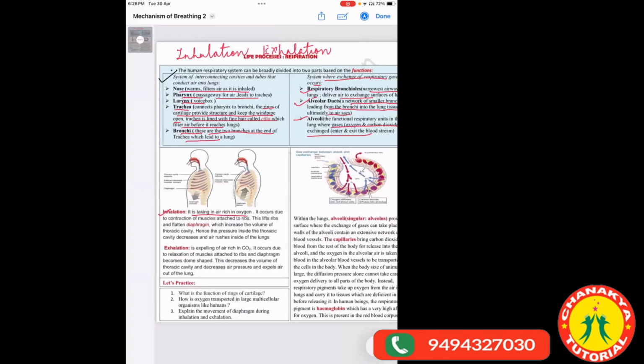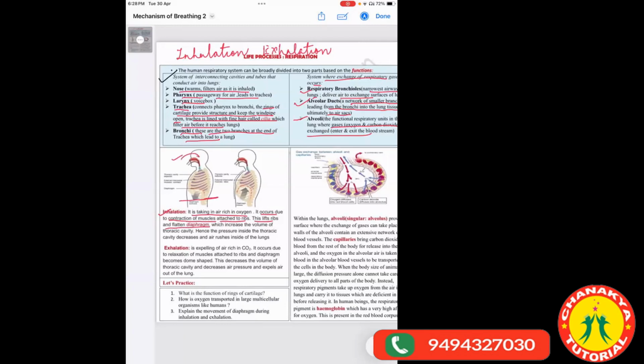It occurs due to contraction of muscles attached to the ribs. So if in the question it comes like why inhalation occurs, the answer will be it occurs due to the contraction of muscles which are attached to the ribs. With the ribs, some muscles will be attached, and due to the contraction of those muscles, it happens. This lifts the ribs and flattens the diaphragm. So because of this, what happened? The diaphragm will become flattened. You can see in the first picture.